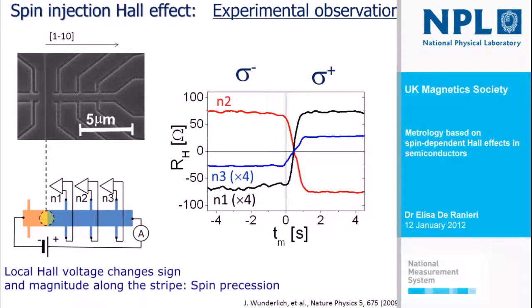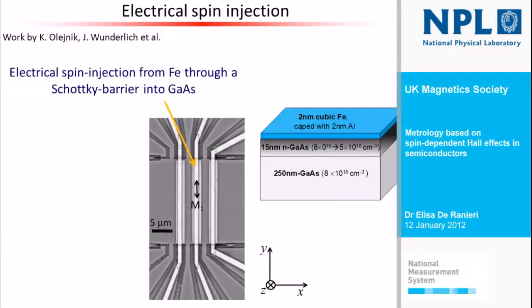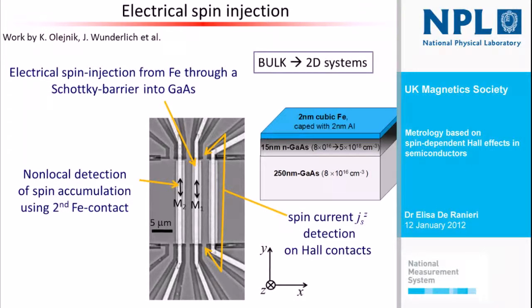I'll talk about this in a second, but first I would like to tell you, okay, so you've seen, this was the optical method of injecting spin that we want to look into, and also we are looking into electrical spin injection, building on the work done by co-workers at the Institute of Physics in Prague, and here they demonstrated that they could inject spins from iron through a Schottky barrier into gallium arsenide and detect a spin current both with a second ferromagnetic electrode or by the inverse spin Hall effect. And what we want to do is basically to transfer this technique from bulk materials into 2D systems.